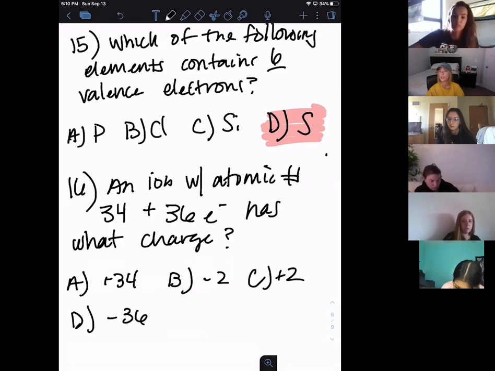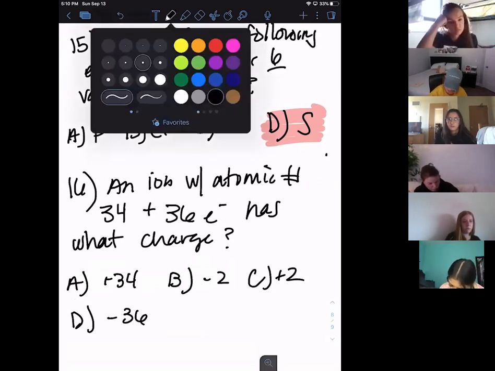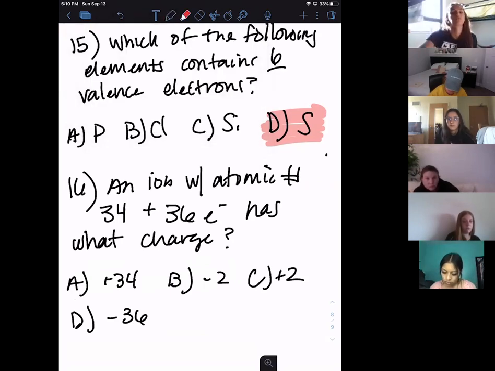What's its charge? -2. Why? Because we have 2 more electrons than we do protons. Okay, so which one is my proton value? Because I did not tell you in this question. The atomic number. I told you an atomic number. So you need to know what makes up the atomic number.